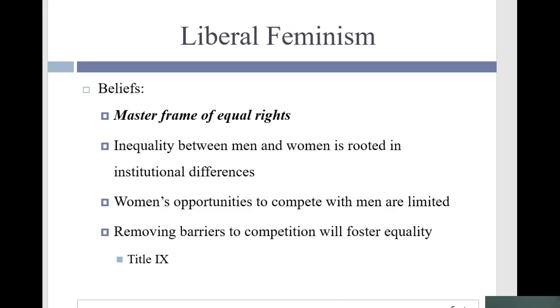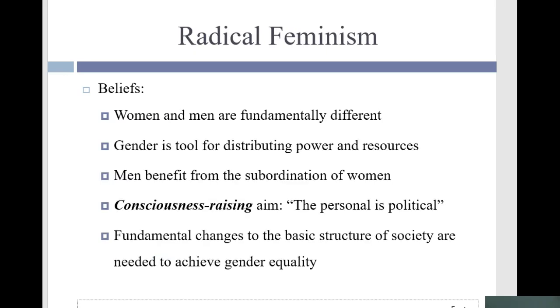Title IX came into place to remove barriers for competition, especially in colleges related to sports, and to make things more equal. We still fight that battle based on those issues. Now, Title IX does much more than that, as we'll look at later on.